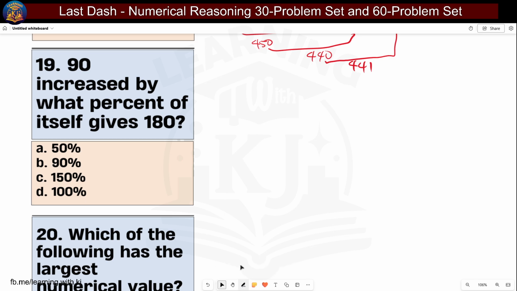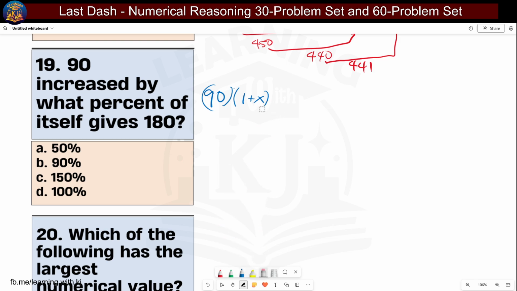Okay, number 19. 90 increased by what percent? Again, 90. Hayaan mo lang yun siya dyan. Ako na lang mag-a-adjust. 90 increased by what percent of itself? So, we have itself, meaning 100 or 1. Yeah, 1. Okay. Plus percent of something. What percent? So, X percent.